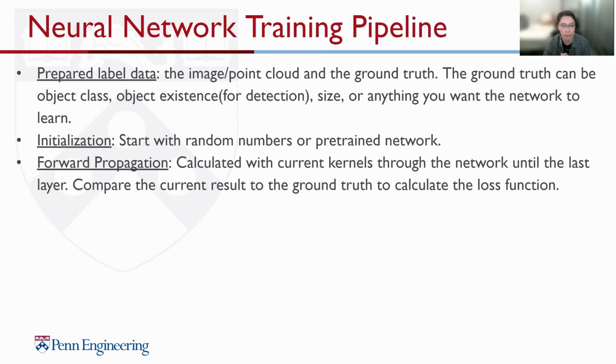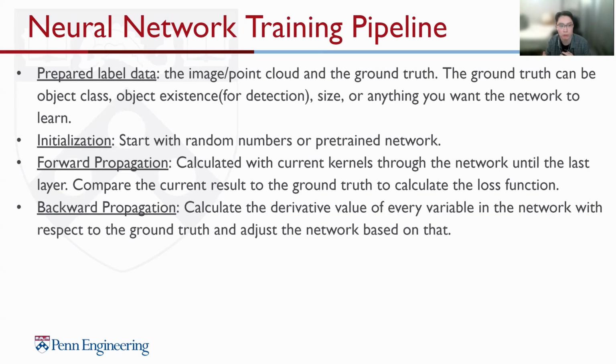Then there is forward propagation. That is, we take the neural network with the weights inside it. We plug in the input. We calculate with the current kernel through the neural network until the last layer, and we compare the current result to the ground truth, and we calculate the loss function. And with the loss function, we do the back propagation. That is, we calculate the derivative value of each variable inside the neural network with respect to the ground truth, or with respect to the loss function. Then we adjust the network based on that.